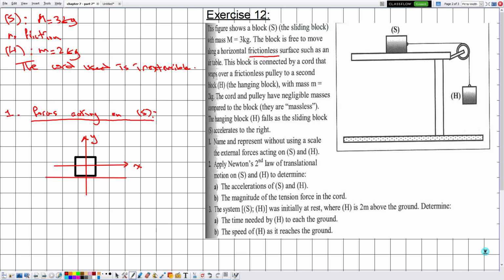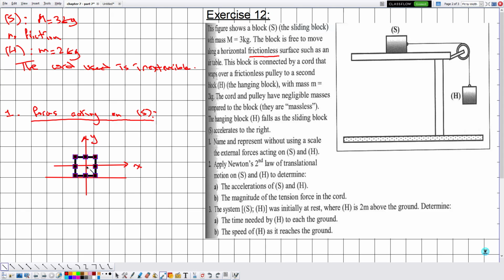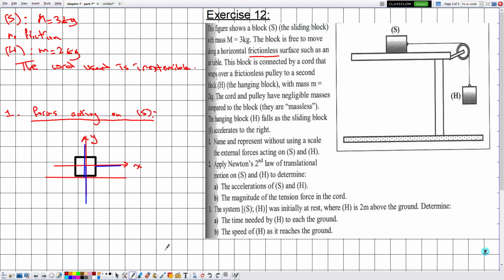Now we need to represent the forces. Here we have the weight, which is acting vertically downward like this, and we have the tension, which is acting horizontally to the right like this, and we have the normal reaction, which is acting upward like this. We don't have the force of friction because it's frictionless. This is the weight, this is the tension T, and this is the normal N. Let me say that this is W1, T1, and we don't have a normal for H. So these are the different forces acting on S.